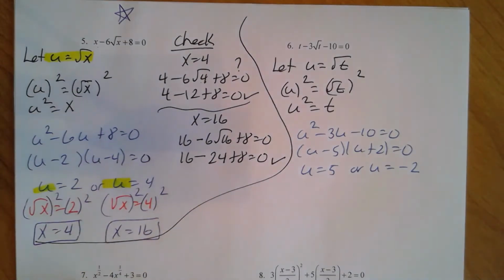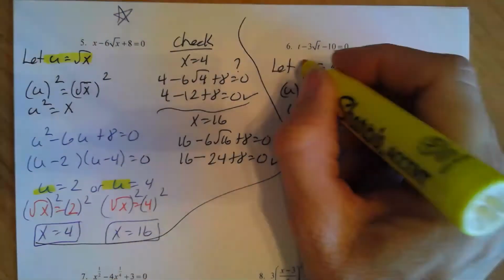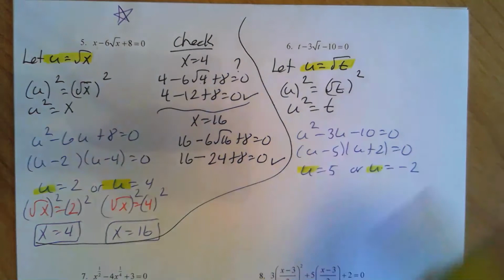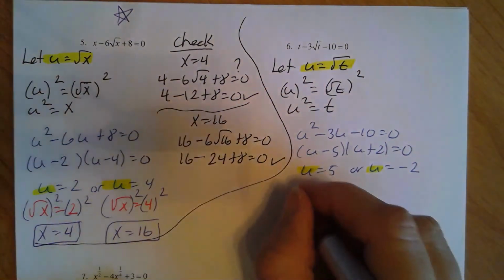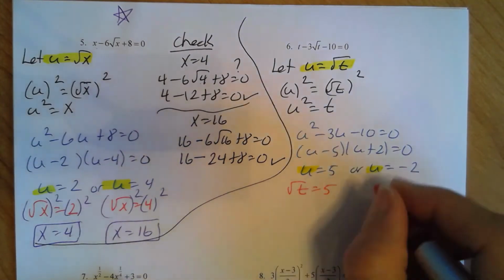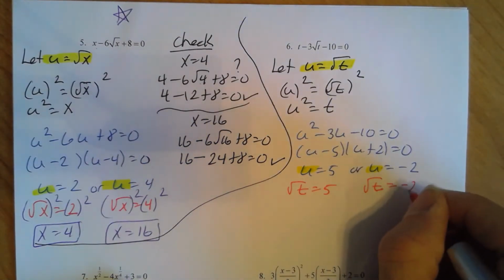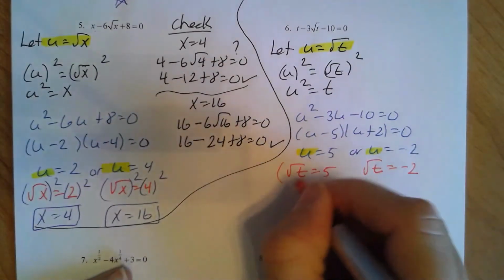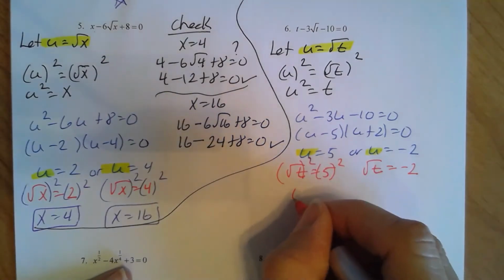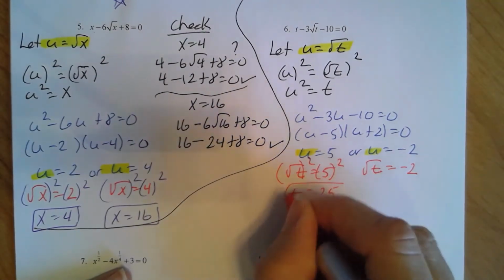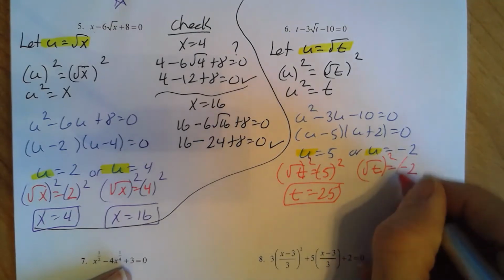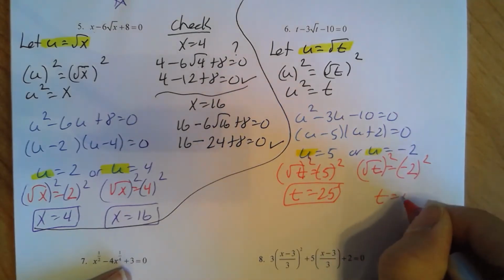Now don't forget what you did. You have to go back and plug in for the original variable. So what was u? U was the square root of t. So the square root of t equals 5, or the square root of t should equal negative 2. So if we square this side, we're going to get t equaling 25. If we square this side, we're going to get t equaling 4.